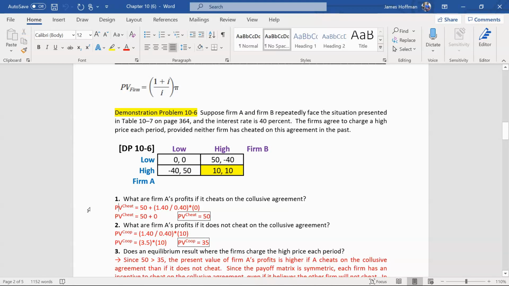So basically, if the firm cheats, they get 50 right away, and then a bunch of zeros, because once the agreement's broken, it's over. If you sum up 50 and a bunch of zeros forever, the total is going to be 50. So it's 50 plus 0 plus 0 plus 0, which is just 50. So the present value of cheating is the 50 now, and then a bunch of zeros added to that, which is just 50.